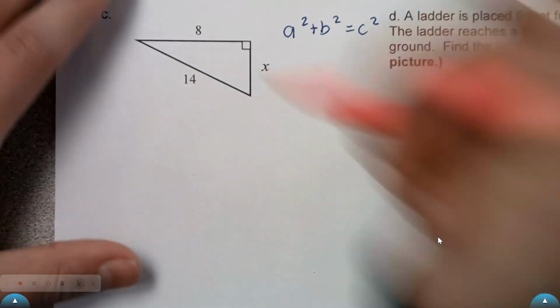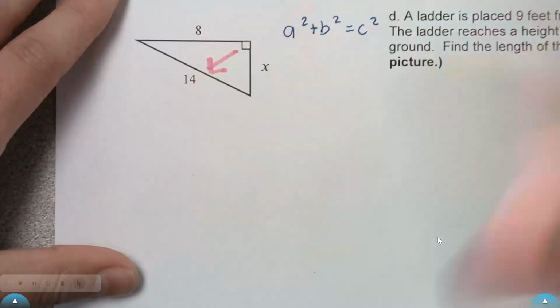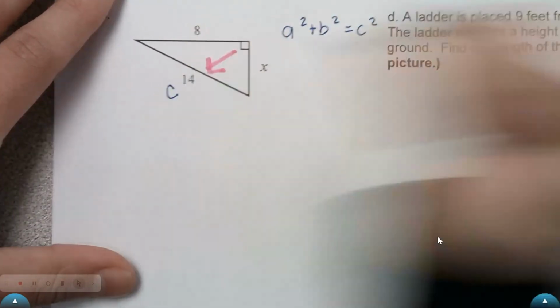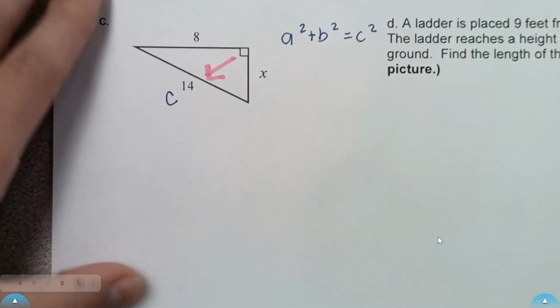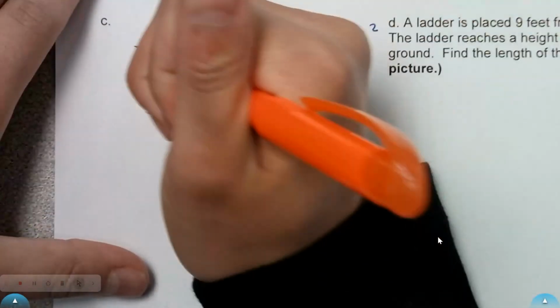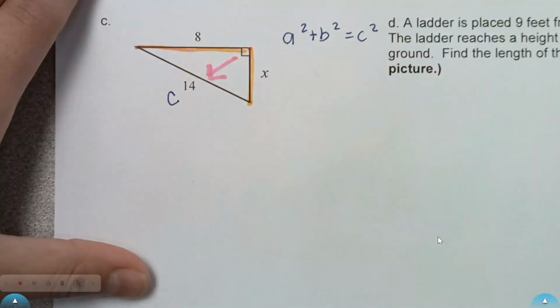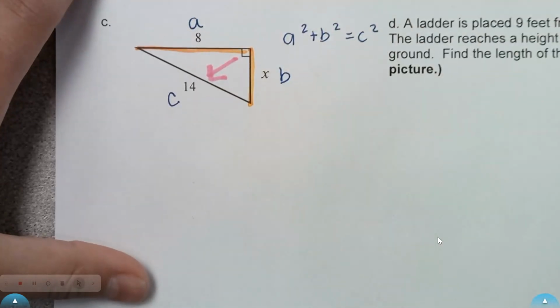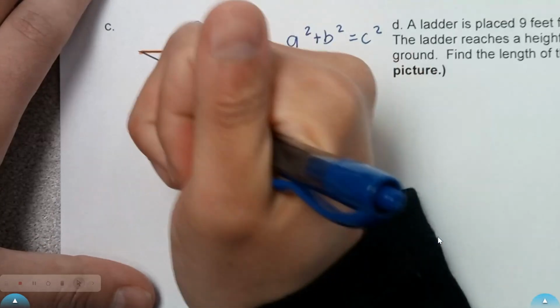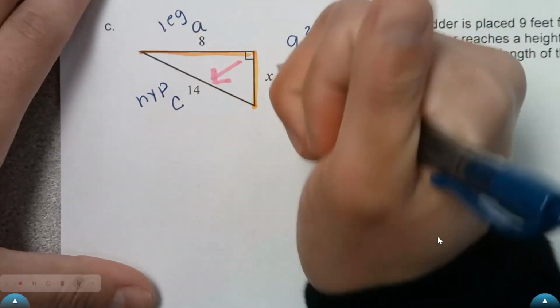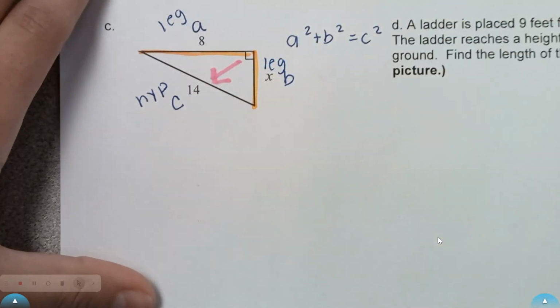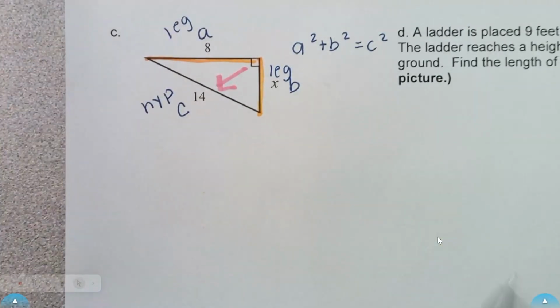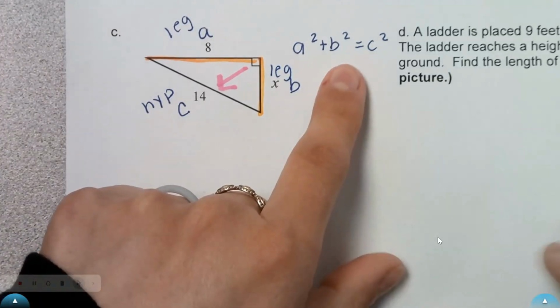All right, my hypotenuse is across the 90 degrees. That's my C. The other two that make up the 90 degrees are my A and my B. Again, like I said, it doesn't matter which one is A and which one is B, so I'll put this one as A and this one as B. Okay, C is your hypotenuse. A and B are your legs. So I'm going to plug in my numbers or my variables into their correct spot in this equation.